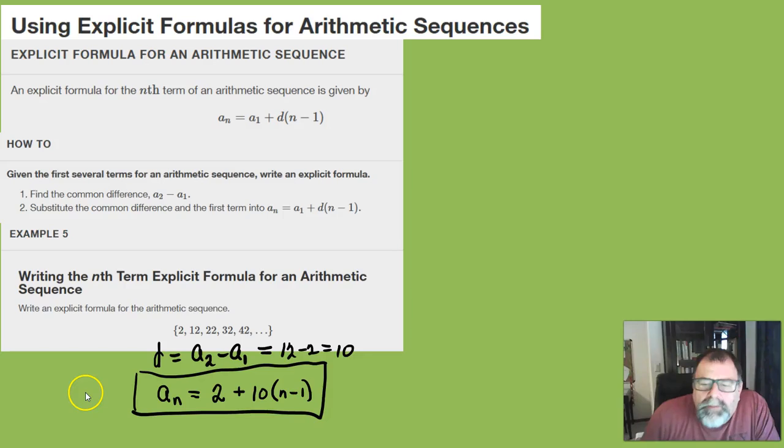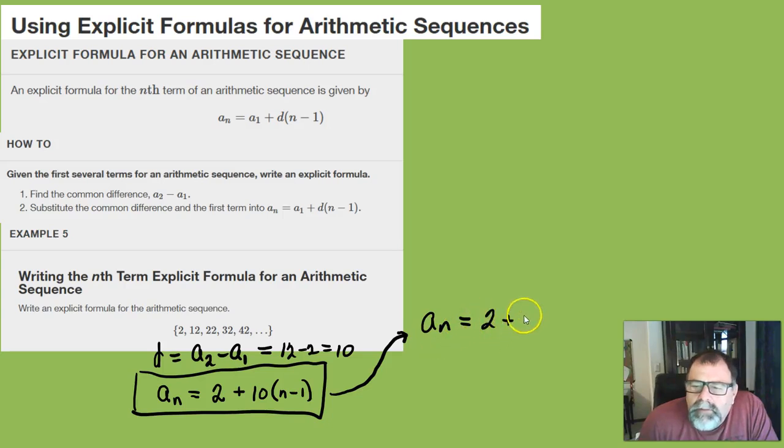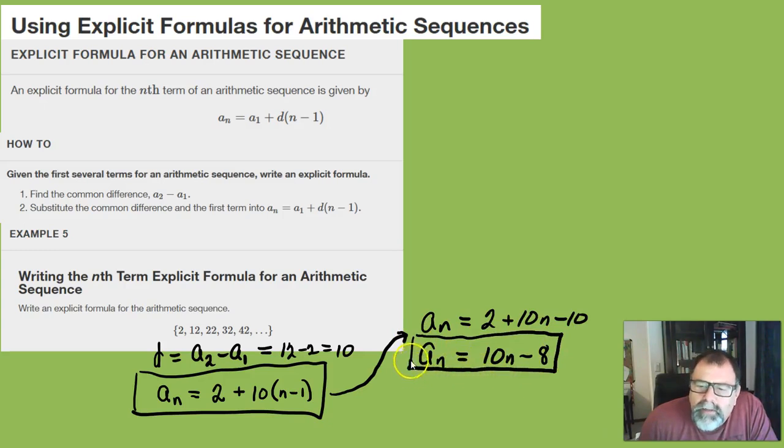Okay, I was looking at the answer. Typically I leave it like that, but sometimes you like to simplify things. So if we do a little algebra, distribute the 10 and then combine like terms, and we get 10n minus 8. So you can kind of think of it as a linear equation almost. Well, it is, technically.